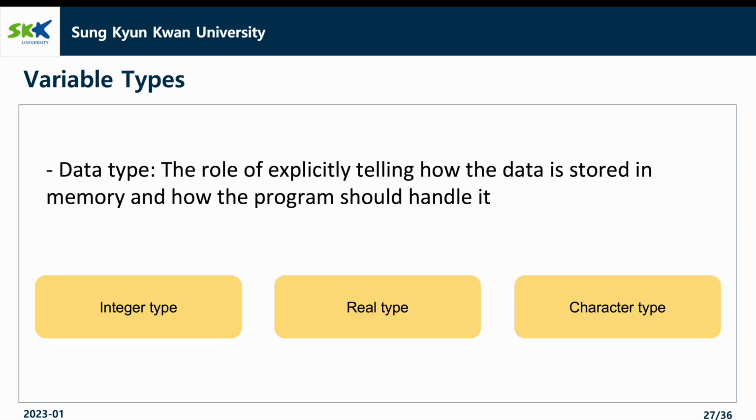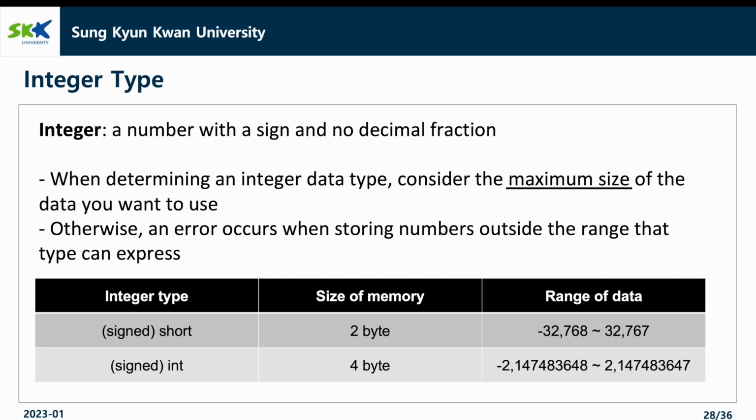Data type is the role of explicitly telling how that data is stored in memory and how the programs should handle it. Therefore, C provides various types in advance, which is called the basic type. These basic types can be largely divided into integer, real, and character types. First, an integer means a number that has a sign and has no decimal fraction.